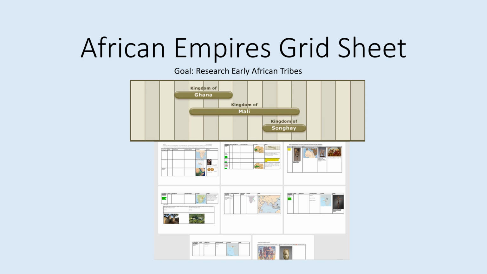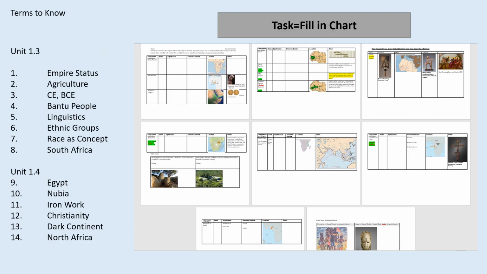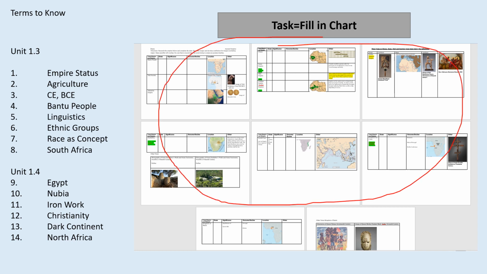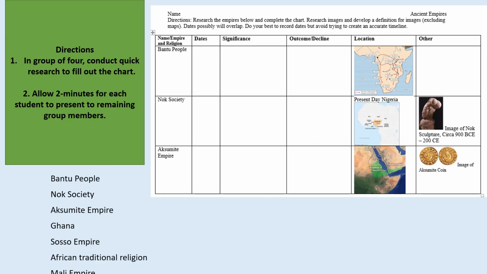This assignment is designed to give students a basic understanding of ancient African empires. On this slide, we see the sheet that will be used in class. It will be completed over several pages, and then we see the terms for these particular units that are in the AP framework. So you want to have an understanding of these particular terms.